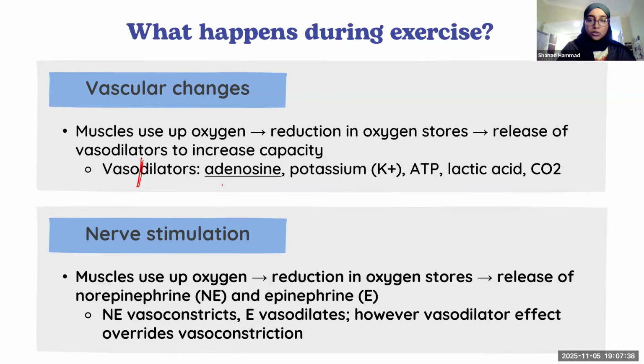And these ones you have to know very well: adenosine, potassium, ATP, lactic acid, and CO2. Know that these are 5 of the normal physiological vasodilators. Okay, so these are 3 changes. I'm just going to keep repeating things so that it sticks with you guys.